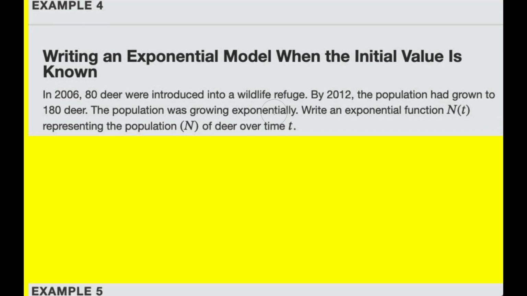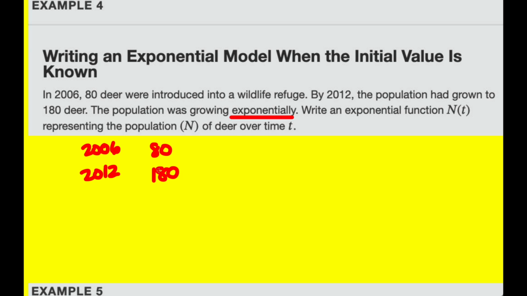Writing an exponential model when the initial value is known. So that means we know what a is, because the initial value is a. In 2006, 80 deer were introduced into a wildlife refuge. I'm going to write that down. 2006, there was 80 deer. By 2012, there was 180 deer. The population was growing exponentially.